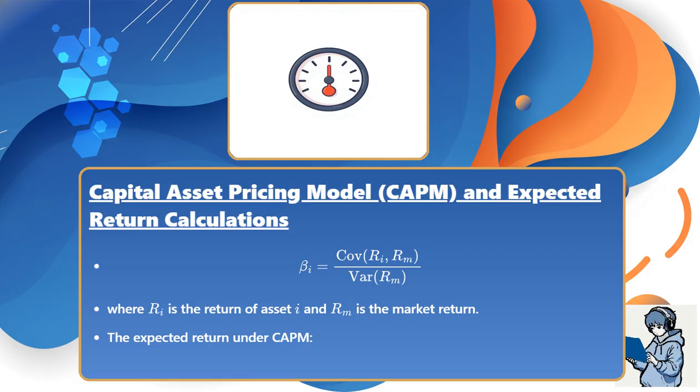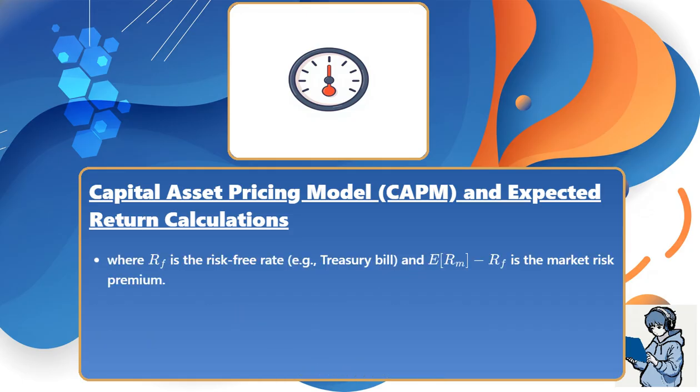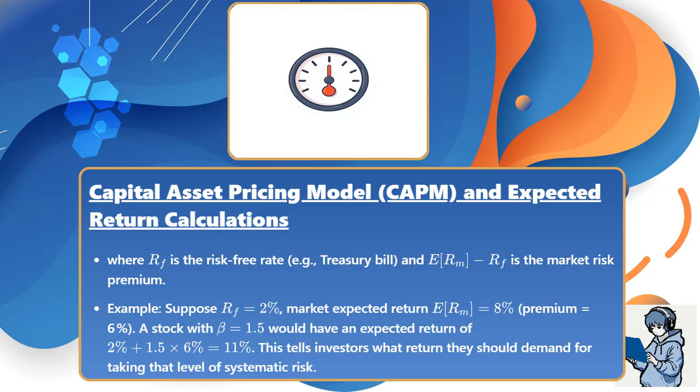The expected return under CAPM: expected return of Ri equals risk-free rate plus beta i times [expected return of Rm minus risk-free rate], where Rf is the risk-free rate, for example Treasury bill, and E of Rm minus Rf is the market risk premium. Example, suppose risk-free rate equals 2%, market expected return equals 8%, premium equals 6%. A stock with beta equals 1.5 would have an expected return of 2% plus 1.5 times 6% equals 11%. This tells investors what return they should demand for taking that level of systematic risk.